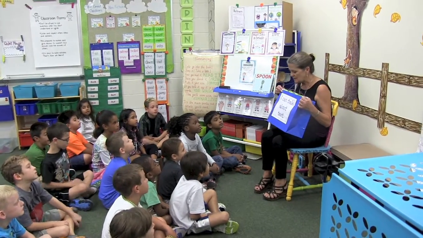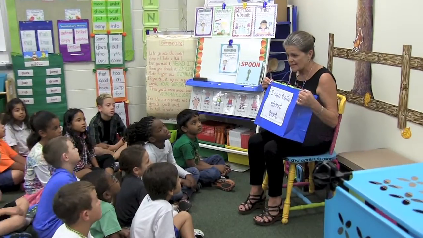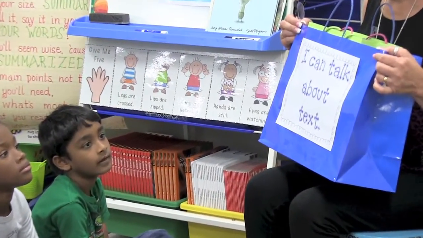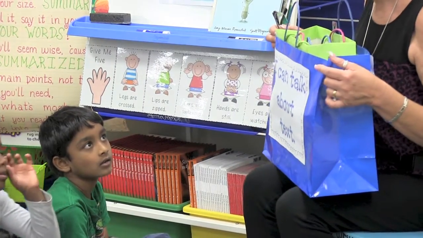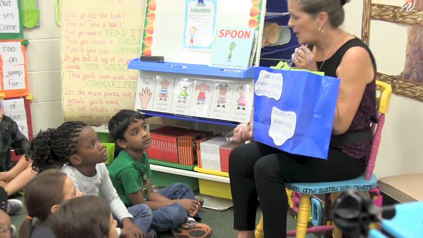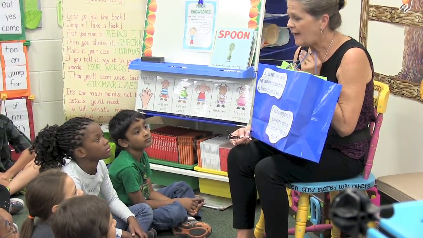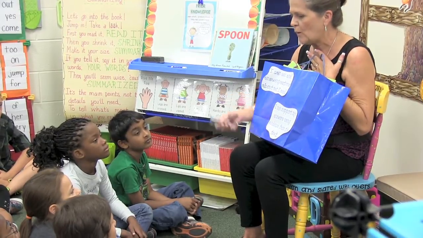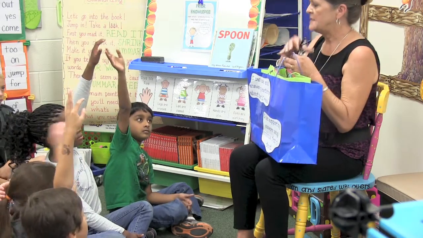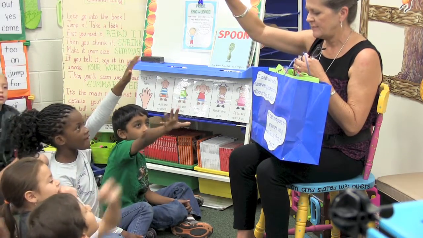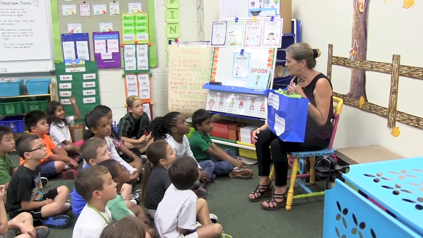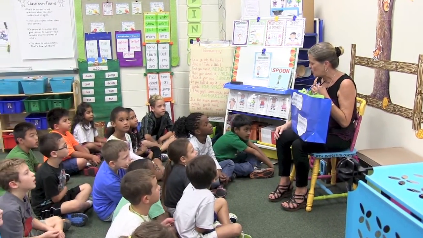So the first thing that we did is we learned how to talk about text, right? Yes. So that each of you can say now, I can talk about text. When we learned to talk about text, we learned that we could ask questions, remember? Yes. And then, more importantly, answer them with what do we need when we answer our questions? Evidence. We have to be able to support our thinking.